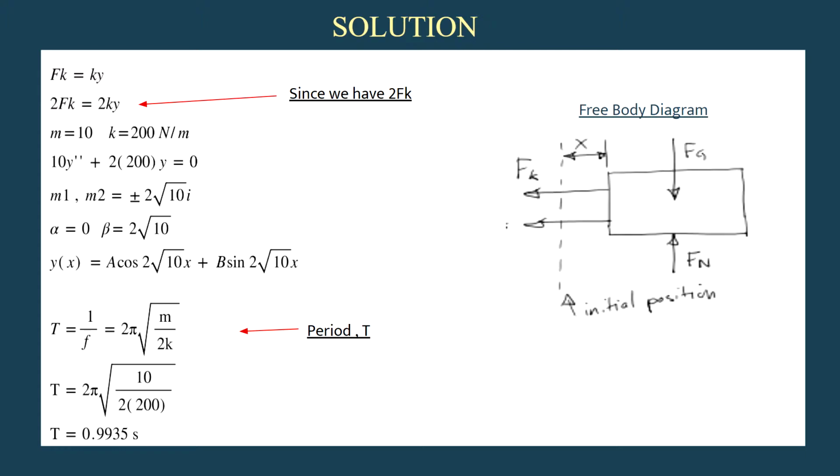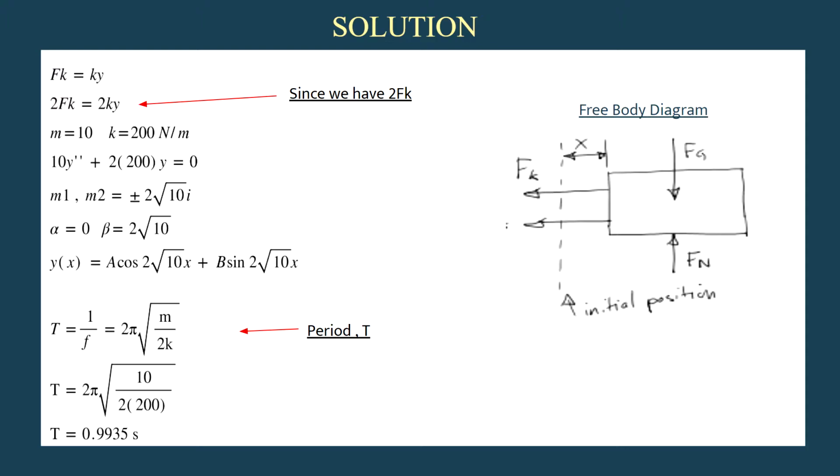First of all, we need to draw the free body diagram to detect the forces involved in the motion. From the question, we get 2 springs, which means we have a 2k spring constant. So we draw the free body diagram, meaning for the spring force we have 2 lines. Next, we take out the information given in the question, which is mass equal to 10 and k equal to 200 newtons per meter.